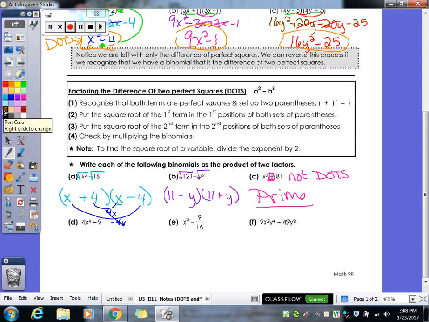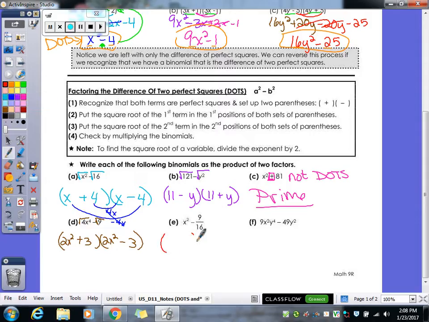Take a look at the next one. We're back to our subtraction just like we want. So I set up my two sets of parentheses. One's plus, one's minus. And then I take my square roots. So here I would get 2x squared, 2x squared. Square root of 9 would give me 3 and 3.